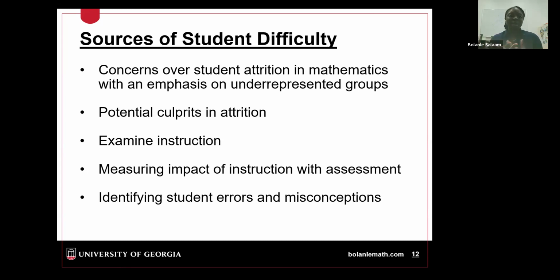So one of the things that we might look at is instruction. Does instruction have some impact on why students are leaving? Are students not being taught well? And then if, let's say, we do have some innovative ways of doing instruction, can we potentially measure how well that instruction was by doing an assessment? Should we maybe look for student errors or misconceptions and then see if we can potentially rectify those? What are the reasons for the student difficulty and how can we potentially fix them?